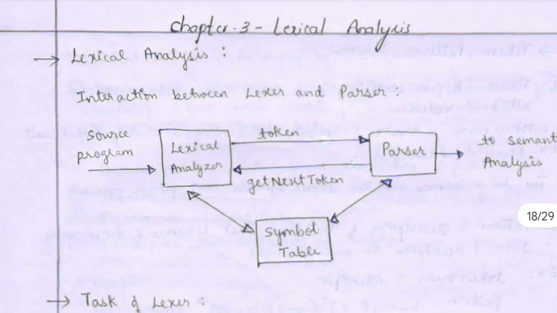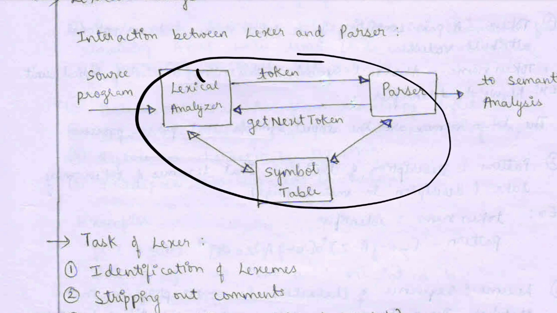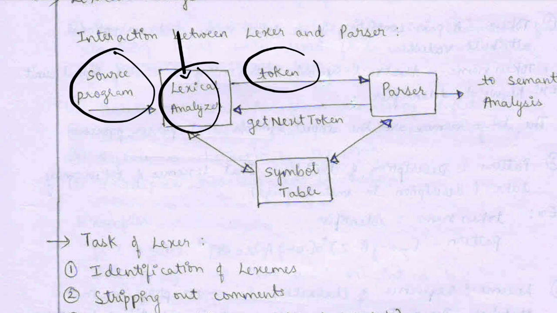Role of lexical analysis. What is the in-depth explanation regarding the lexical analysis, what it does and what are the different steps in it. Firstly, you have to write this diagram, and in the diagram you can find 3 things: lexical analyzer, parser, and the symbol table. What happens is the source program comes from here, it goes into the lexical analyzer, and each token is generated in the lexical analyzer. Every token, one by one, goes to the parser, and both of these, the lexical analyzer and the parser, refer to the symbol table.